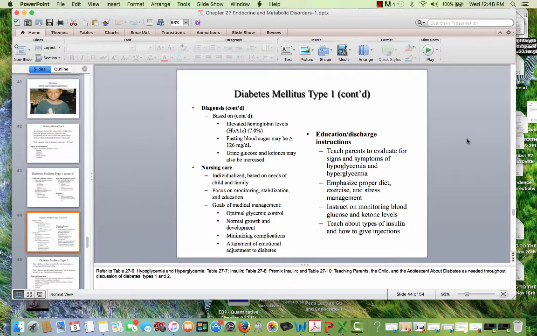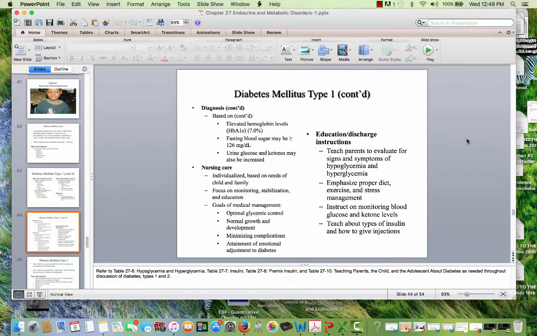All care is individualized and based on the needs of the child. There's, of course, as we know, no one child alike. You're going to focus on monitoring and stabilizing and educating. And so as you're doing this, it's in perfect synchrony in a sense. It's synchronized together. So as you're monitoring, you're also teaching. As you're stabilizing, you're also teaching the family.